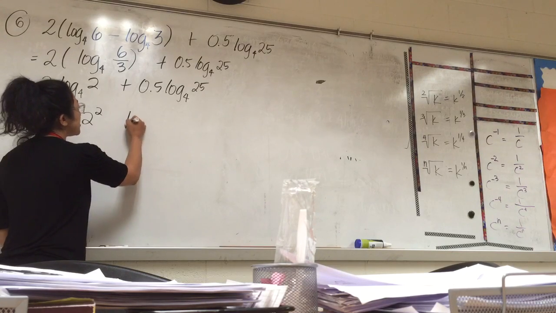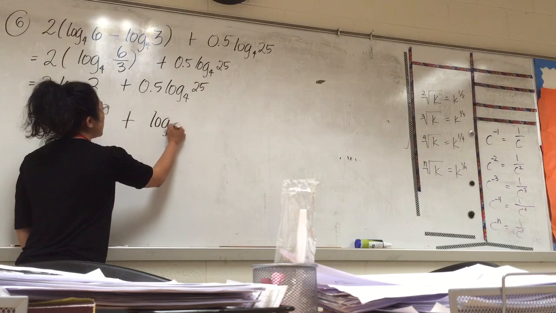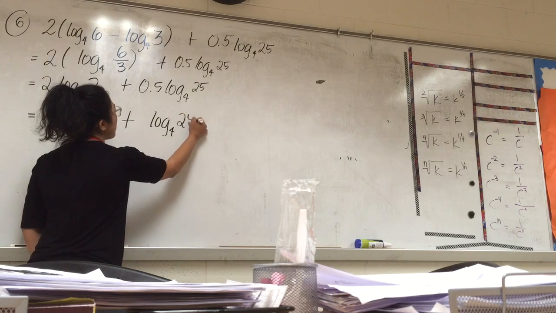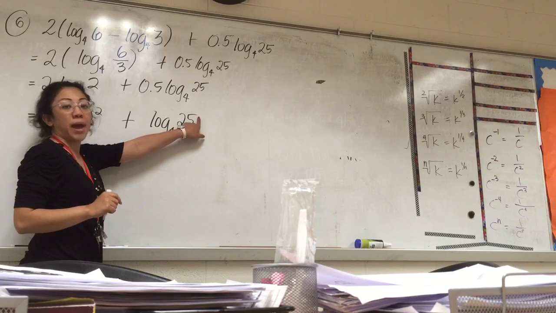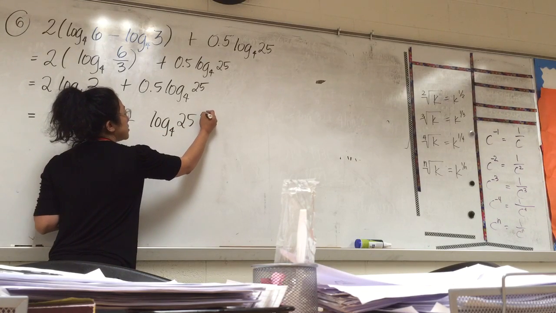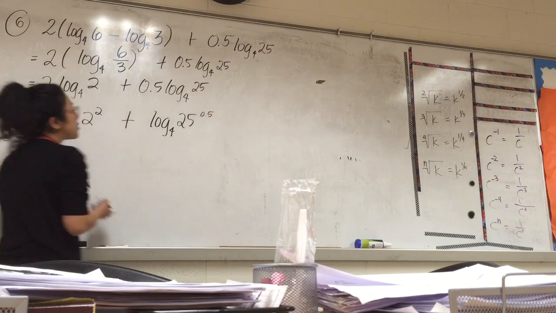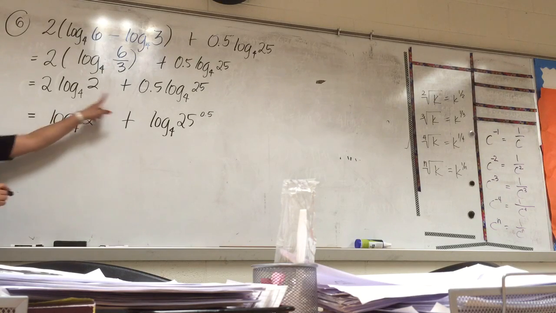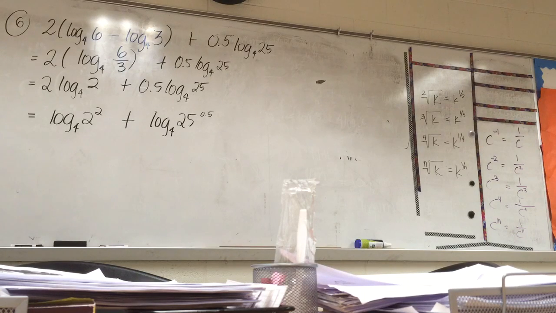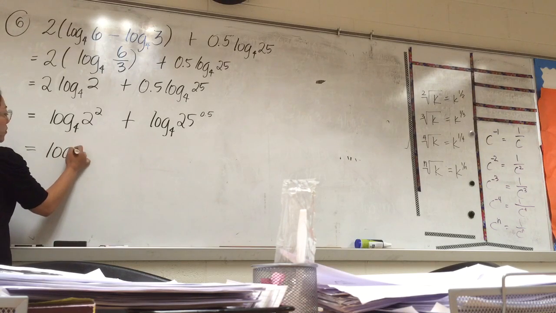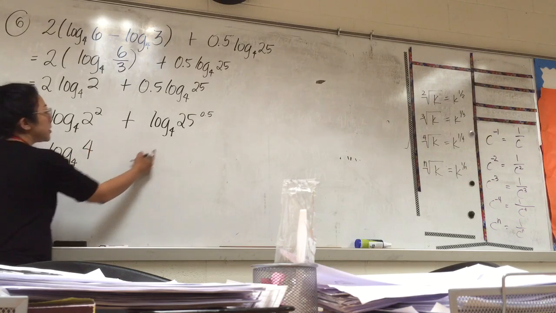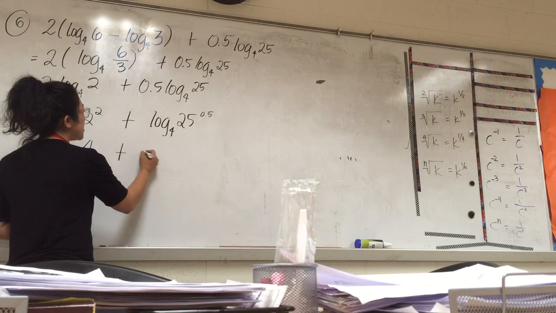Same thing over here, same property. We're going to take the logarithm, log base 4 of 25, rewrite it with 0.5 now as its power, the power of 25. So we use the power property for both of these logarithms. We have no more number in front of the logarithms being multiplied, so we're good there. Let's go ahead and simplify some things over here. What is 2 squared? 4.